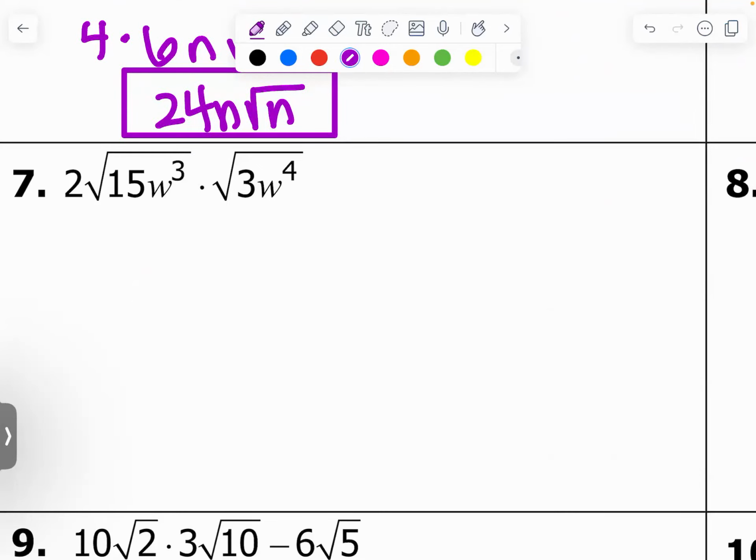Okay, so how do you try this one? Multiply first, that'll make your life easier. How do you know where the 3 and the 1 is?